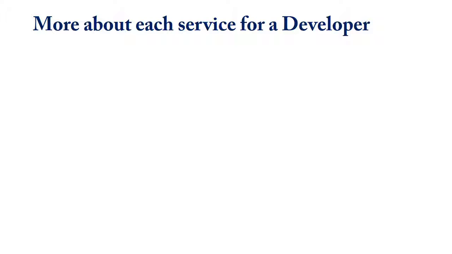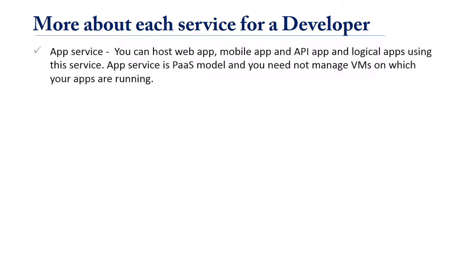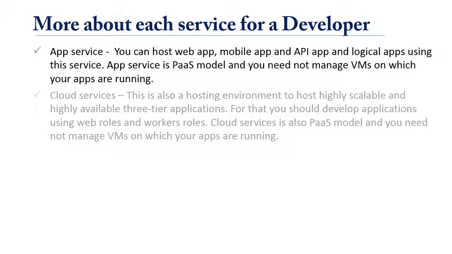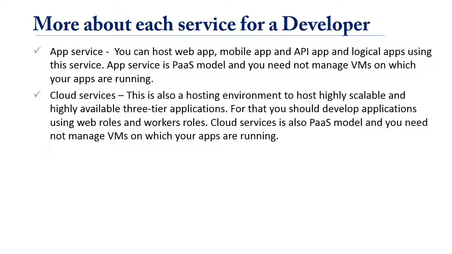So a little bit more about each service which are available for a developer. The app service. You can host web apps, mobile apps, and API apps and logic apps using this service. It is platform as a service and you need not manage VMs on which your apps are running. Cloud services. This is also a hosting environment to host highly scalable and highly available three-tier applications. For that, you should develop applications using web roles and worker roles. It is PaaS, that is platform as a service, and you need not manage VMs on which your apps are running here too.